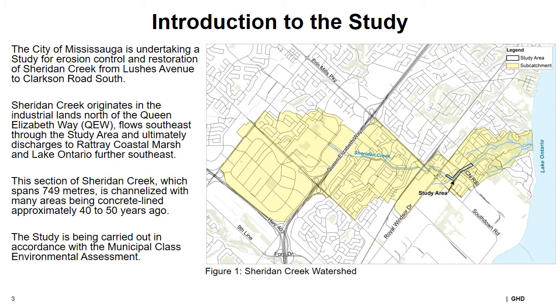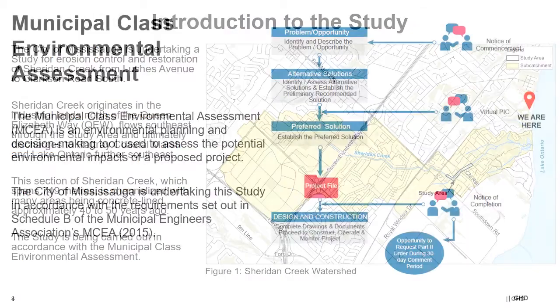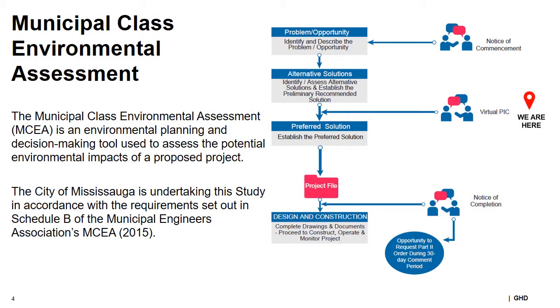The study is being carried out in accordance with the Municipal Class Environmental Assessment. The Municipal Class Environmental Assessment is an environmental planning and decision-making tool used to assess the potential environmental impacts of a proposed project. The Municipal Class Environmental Assessment classifies projects based on their type and extent of anticipated environmental impacts. The Sheridan Creek Restoration Study is classified as a Schedule B project.